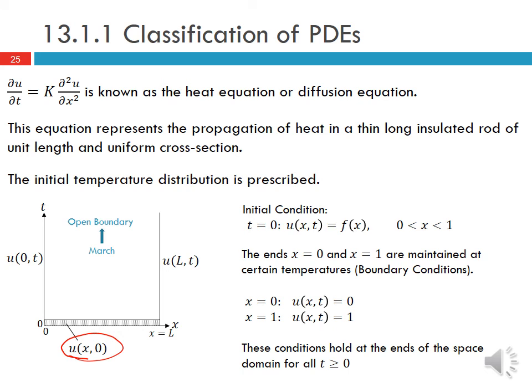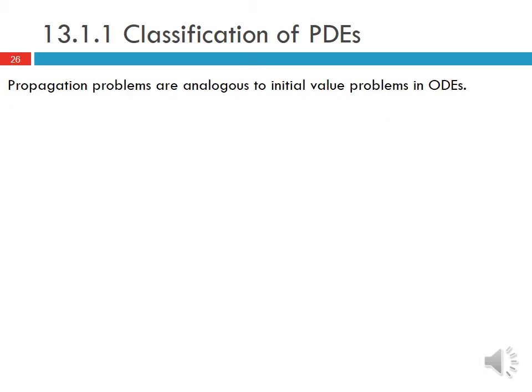And then the boundary conditions, say the ends of the domain, x equals 0 and x equals L, are prescribed for all time. So these boundary conditions are prescribed for the whole time, and then we march forward in time. We have a closed domain in space, but an open boundary in time. So propagation problems like this are analogous to initial value problems in ODEs.